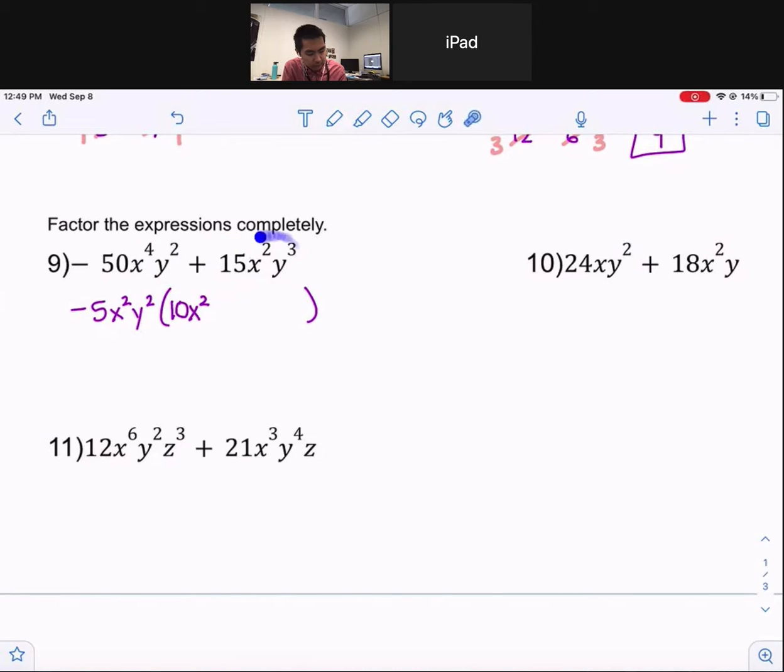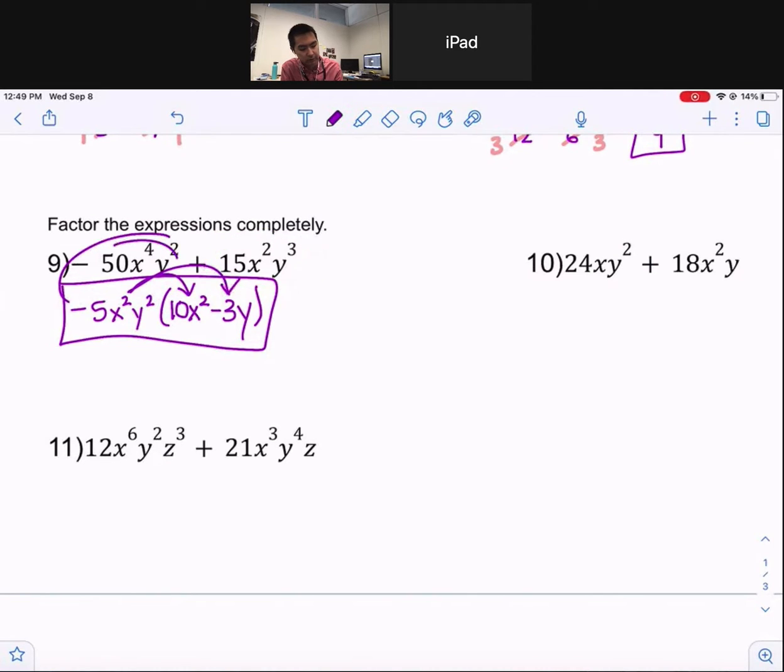Now we do here. 15 divided by negative 5 is negative 3. This used to have 2 x's, but we took away 2 x's, so now no more x's. This had 3 y's. We factored out 2 y's, so there's only 1 y left over. And there's your answer. You can always check your work by redistributing this back into here to see if they match up with these two. That's another way you can check your work.